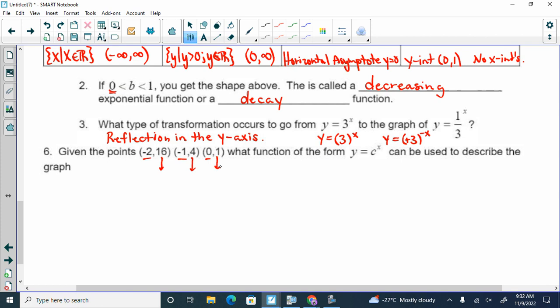What's happening each time? Decreasing. And what's left each time? A quarter of what was before. A quarter is what's left. So my b value would be a quarter, right? What's my a value? 1, because the y-intercept is 1.